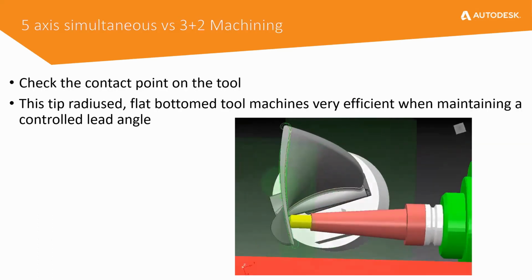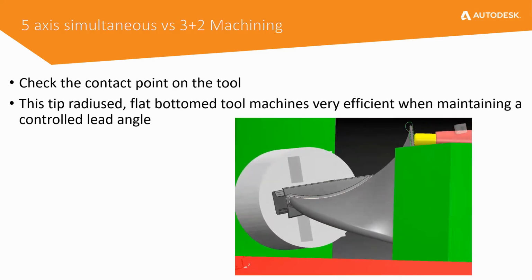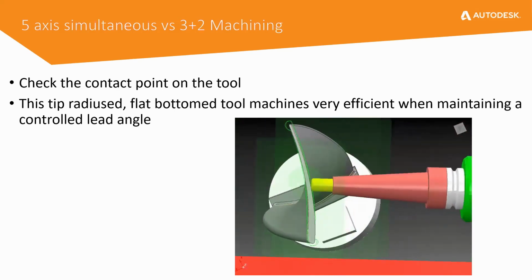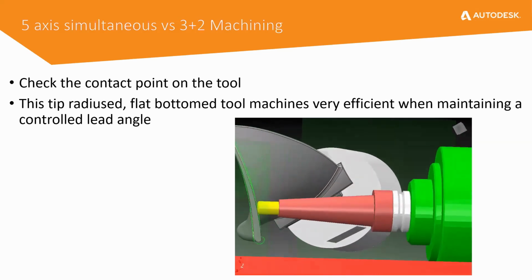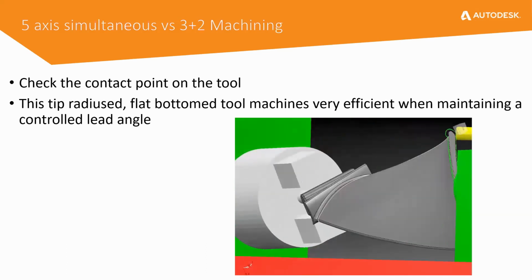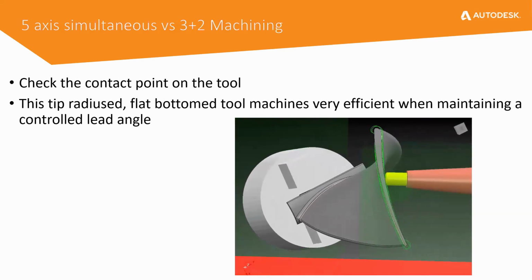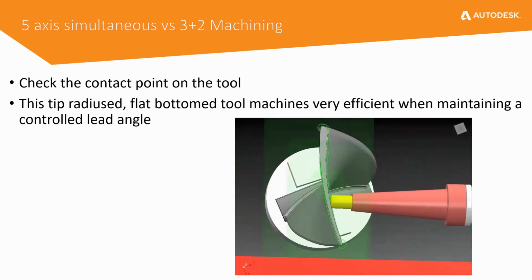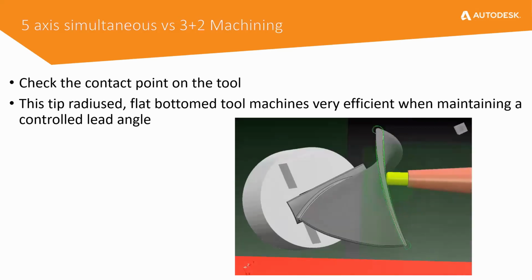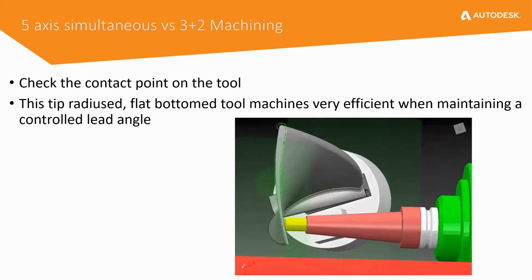In the second example here, we are using a chip radius cutter with this single blade part machining, where the flat bottomed tool machines very efficiently by maintaining a controlled lead angle. Here 5-axis continuous toolpath has more advantage over 3+2 machining for finishing operations. If we use 3+2 machining, we have multiple segments of toolpaths, which creates line marks at the joining of each toolpath. At the same time, for roughing operations, 3+2 is the best method.